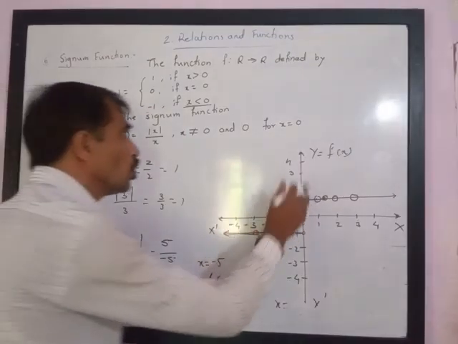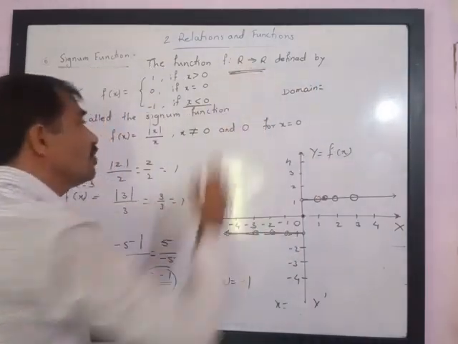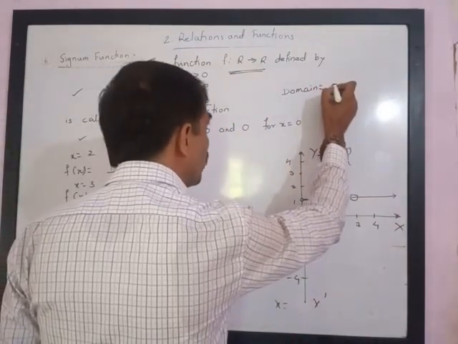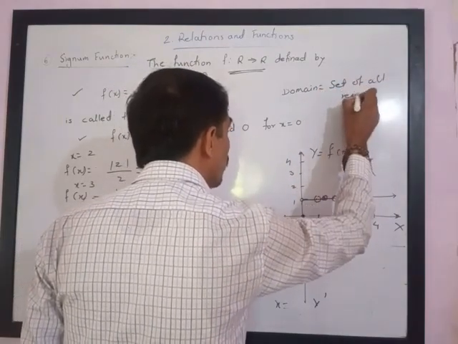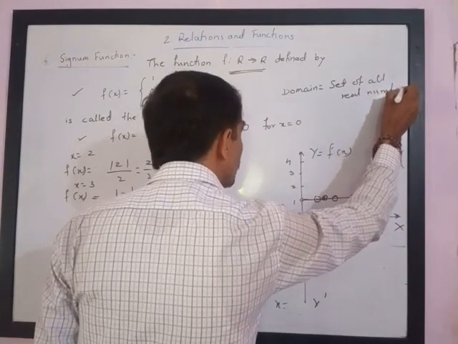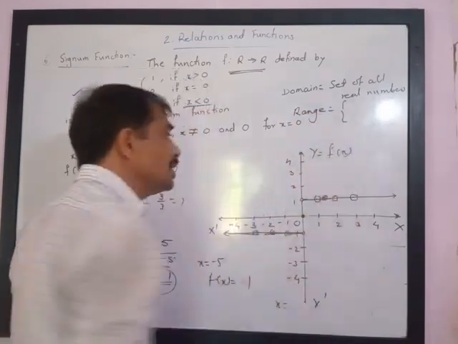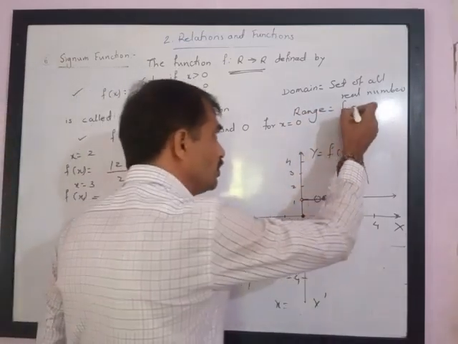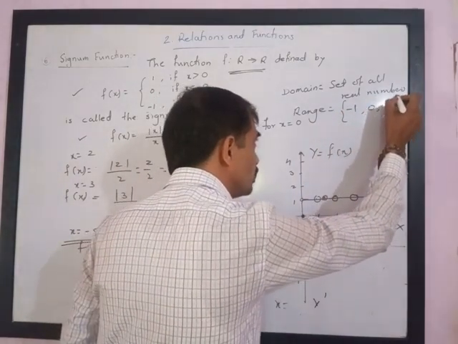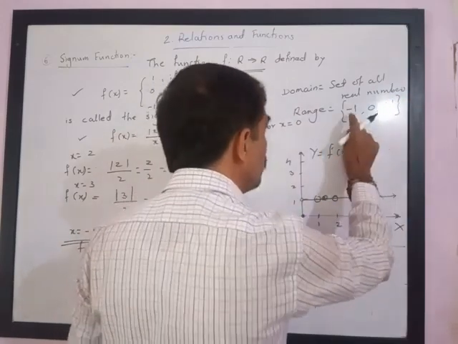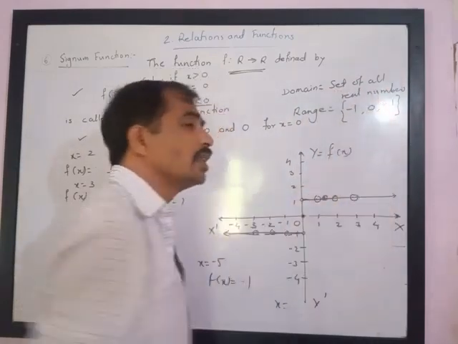Please note, the domain of this function: x can have all the values of the real numbers. It means the domain is the set of all real numbers. And range, please note, only 3 values are there. That is negative 1, 0 and positive 1. So the range includes only 3 values, negative 1, 0 and positive 1. And the domain will have all the values of real numbers.